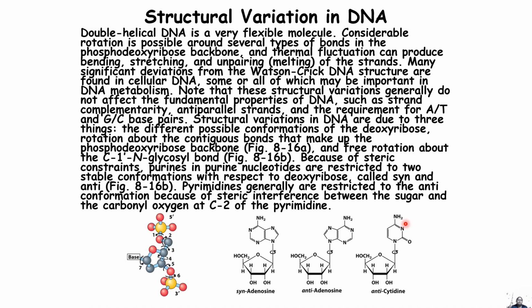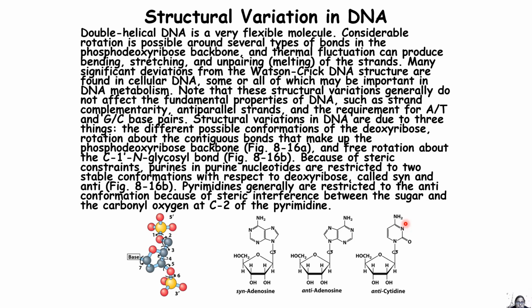Okay. Now, double helical DNA is a very flexible molecule, obviously. Considerable rotation is possible around several types of bonds in the phosphodeoxyribose backbone, and thermal fluctuation can produce bending, stretching, and unpairing or melting of the strands. Many significant deviations from the Watson-Crick DNA structure are found in cellular DNA, some or all of which may be important in DNA metabolism. These structural variations generally do not affect the fundamental properties of DNA, such as strand complementarity, antiparallel strands, and the requirement for AT and GC base pairs.